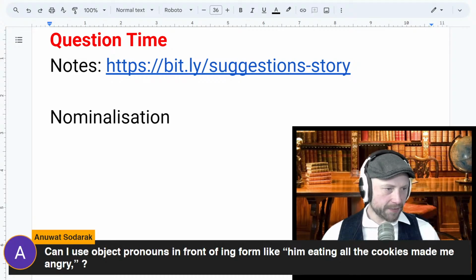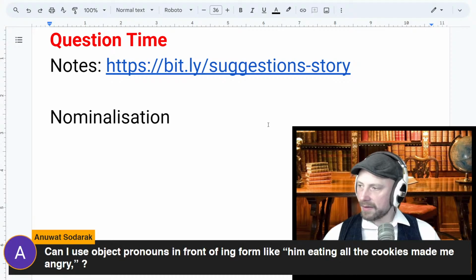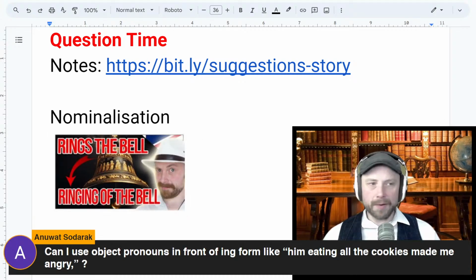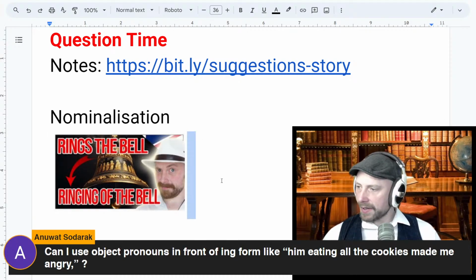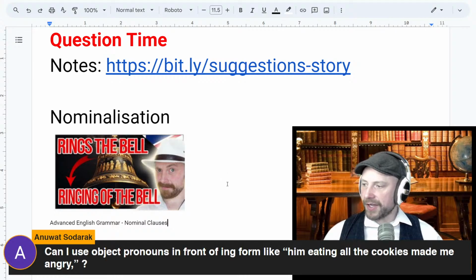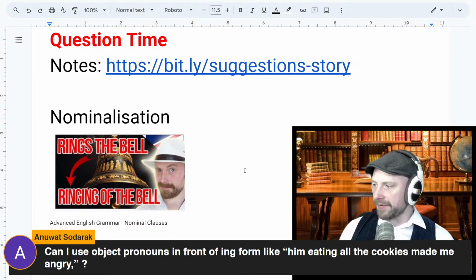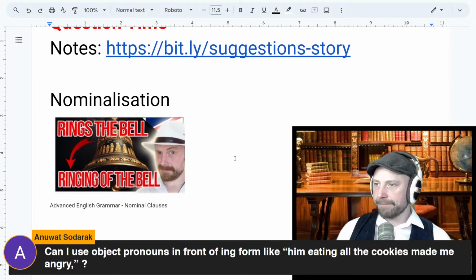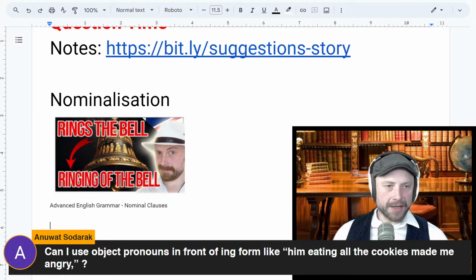So just do a search for Prof. Rich nominalization or making nouns from verbs. Yes, I found it. Nominal clauses, that's what I called it. So if you do a search for it, nominal clauses, you should be able to find it. But yes, absolutely you can.